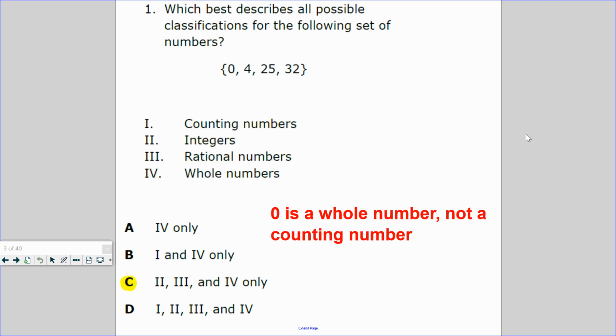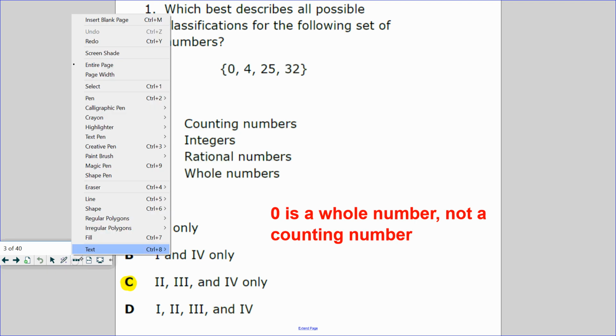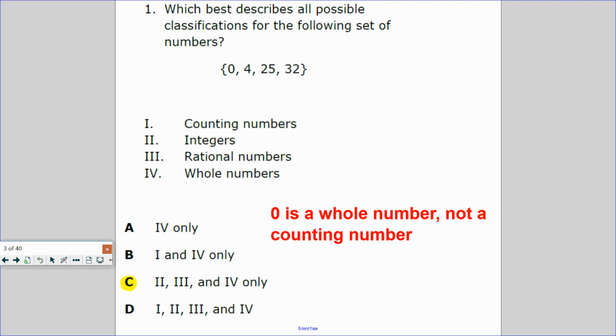So, a counting number, or a natural number, they're the same, one and the same. I can count it with my fingers or toes. Can you count to 0? No, there's nothing to count. So we know it cannot be a counting number. So D is out.